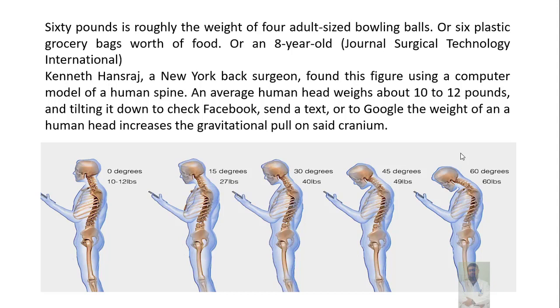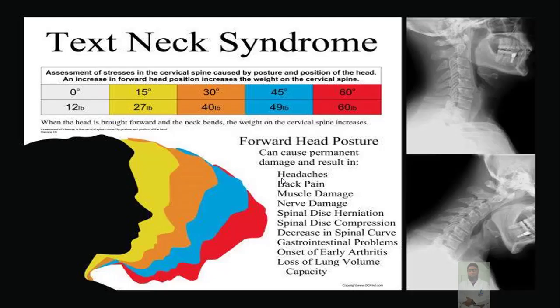It comes from the journal Surgical Technology International. The researcher's name is Kenneth Hansraj. He is a New York back surgeon who found this figure using a computer model of a human spine. An average human head weighs about 10 to 12 pounds, as I already mentioned, and tilting it down to check Facebook or send a text or do a Google search, the weight of the human head increases the gravitational pull on the cranium. This is called text neck syndrome.